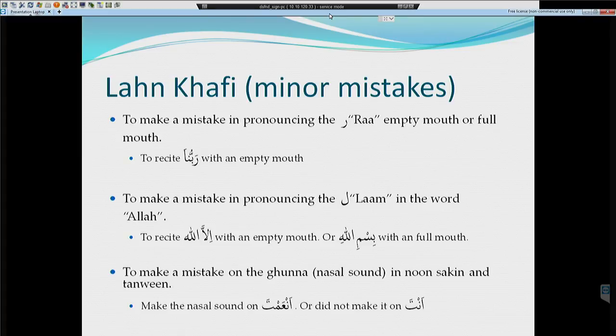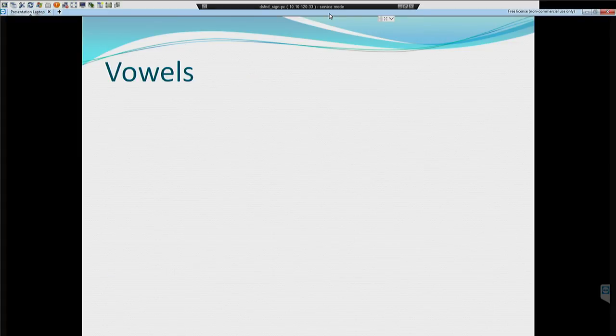Okay, so that was lahm jali and lahm khafi. Those are just some of the lahm khafi. There are many more, but those are the major ones that it will be beneficial for us to remember.